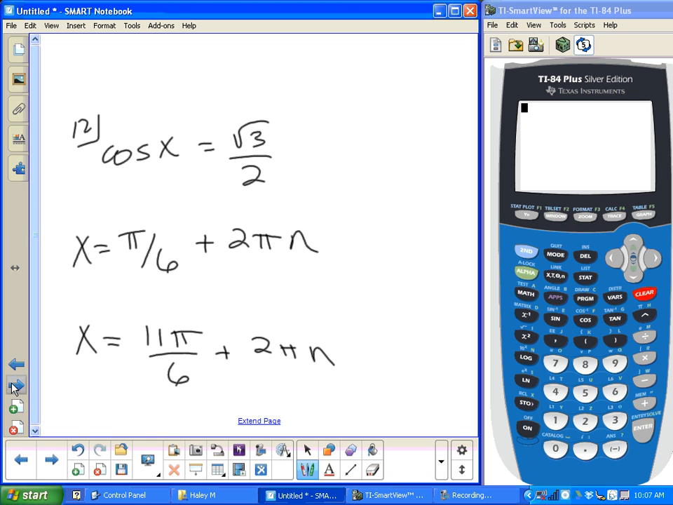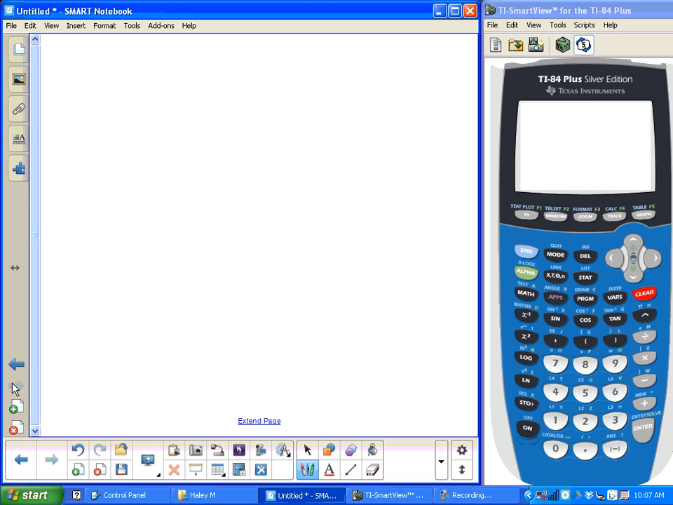Now let's look at a tangent one. Tangent is a little bit different, not too much. Let's look at number 14. It's got the tangent of x equals square root of 3. So where's tangent of x square root of 3? Pi over 3. And where else would it be square root of 3?